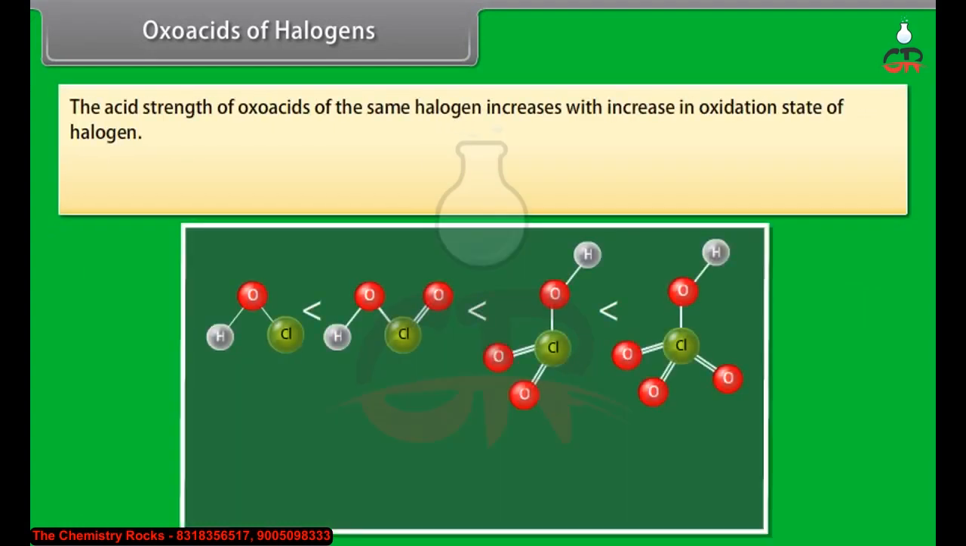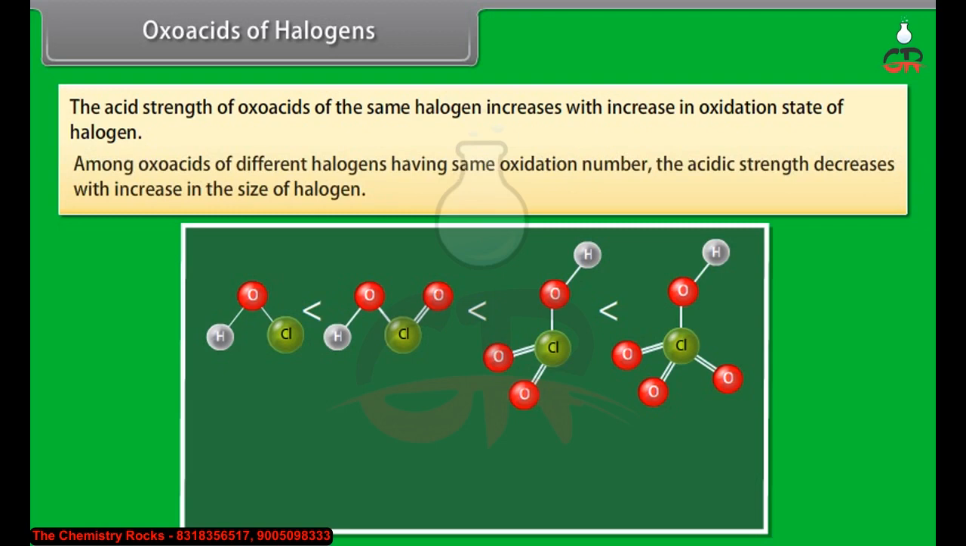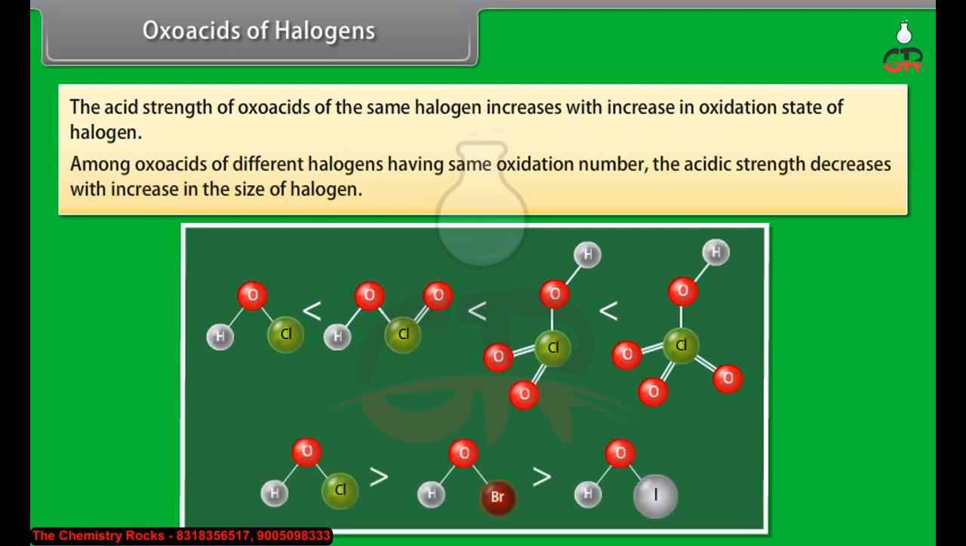The acid strength of oxoacids of the same halogen increases with increase in oxidation state of halogen. For example, the acid strength of different oxoacids of chlorine is in the order. Among oxoacids of different halogens having the same oxidation number, the acidic strength decreases with increase in the size of halogen. For example, acidic character of the hypohalous acid series is in the order. Greater the size of halogen atom, lesser will be its electronegativity, and hence lesser will be the acid strength of the acid.